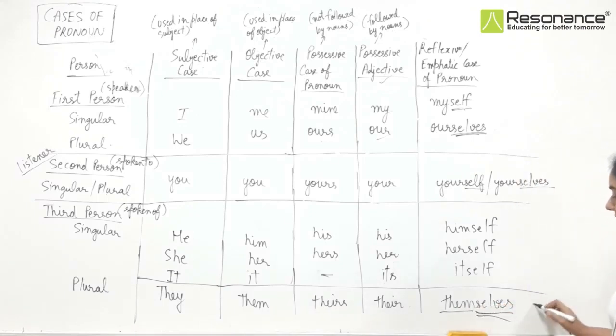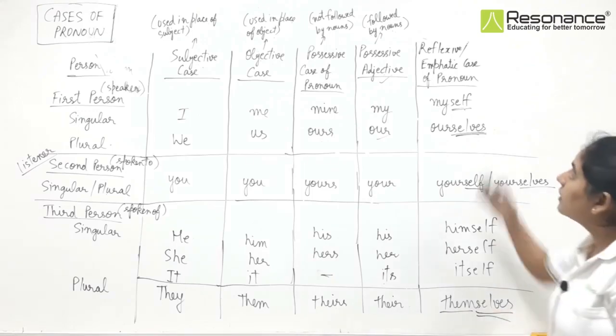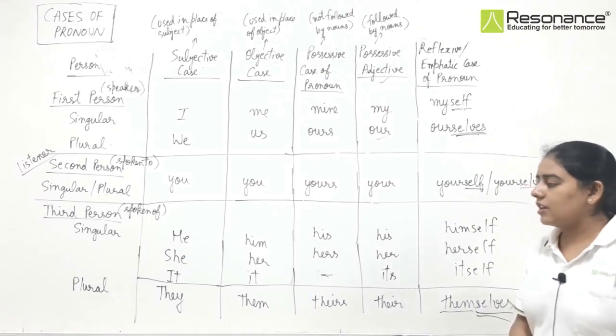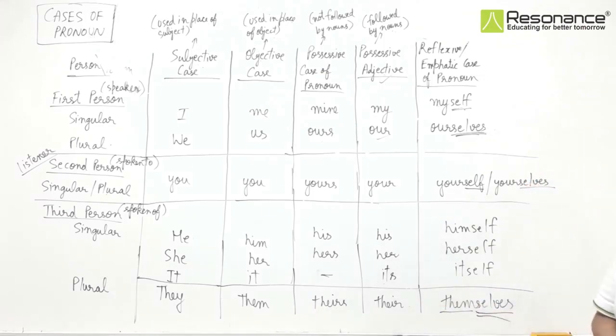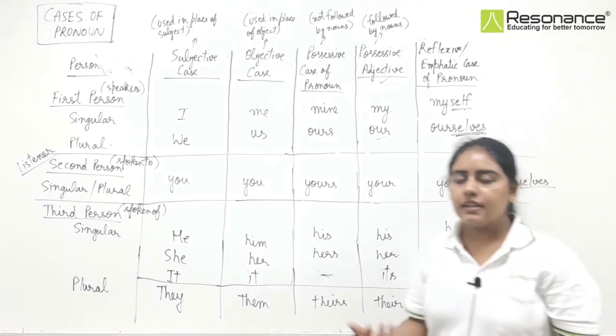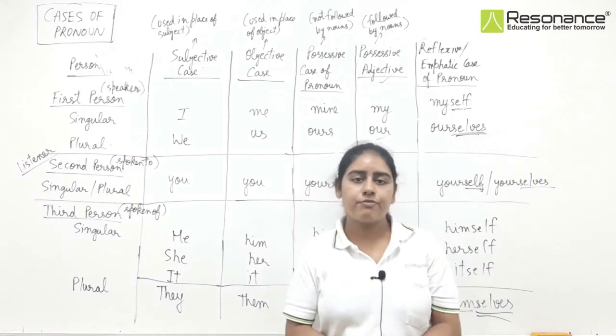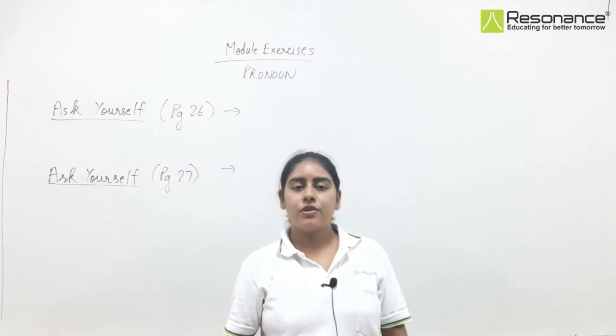We cannot write self, because self is used only in the singular. So we get the reflexive emphatic case of the plural pronoun third person they. So here we have completed this table of cases of pronoun. Now it's time to discuss the module exercises.